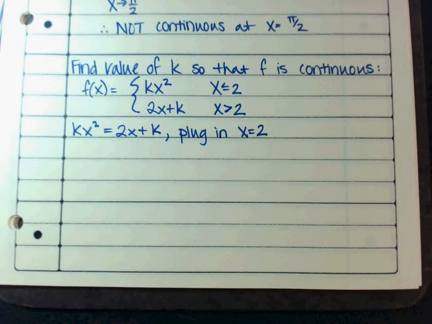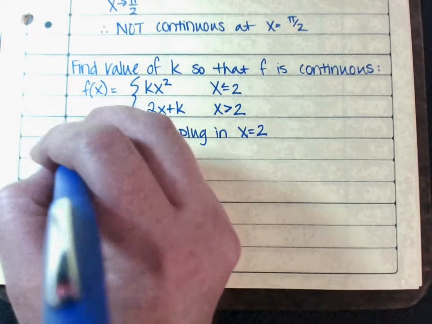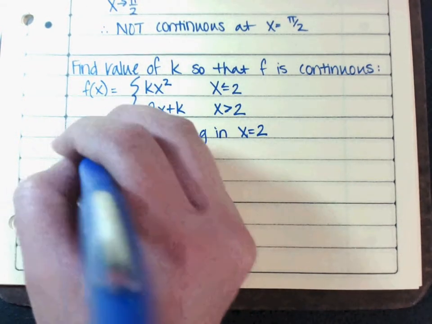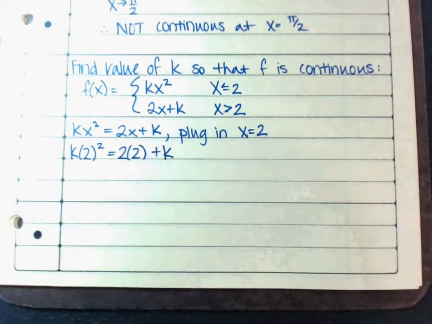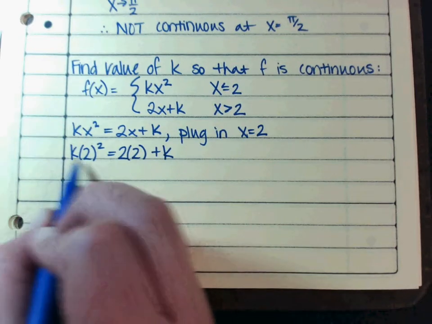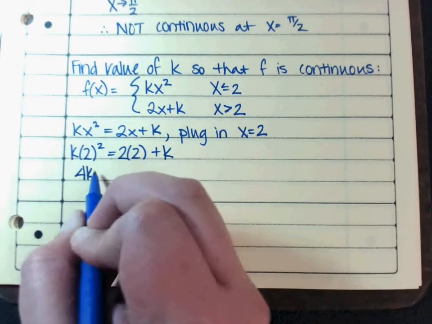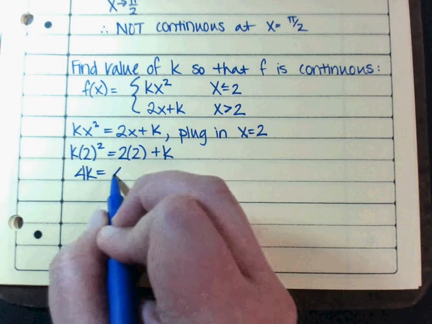What is my left side, kx squared, going to come out to be? Okay, 4k, so it'd be k times 2 squared. Then I have 2 times 2 plus k on the other side. So we said this was a 4k. That is correct. What about on the other side? What now?